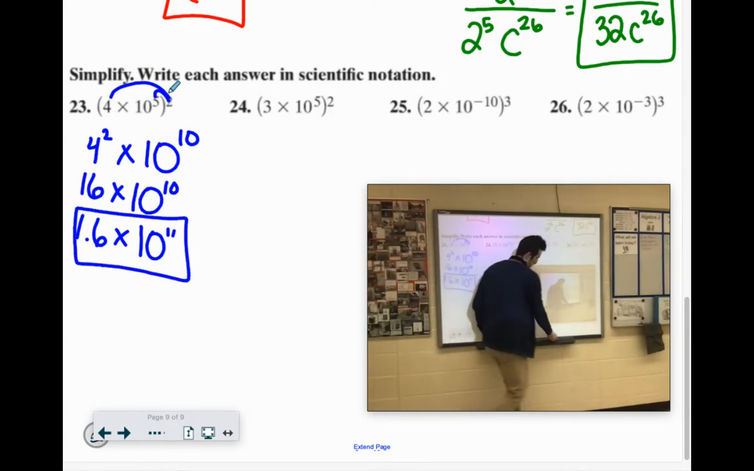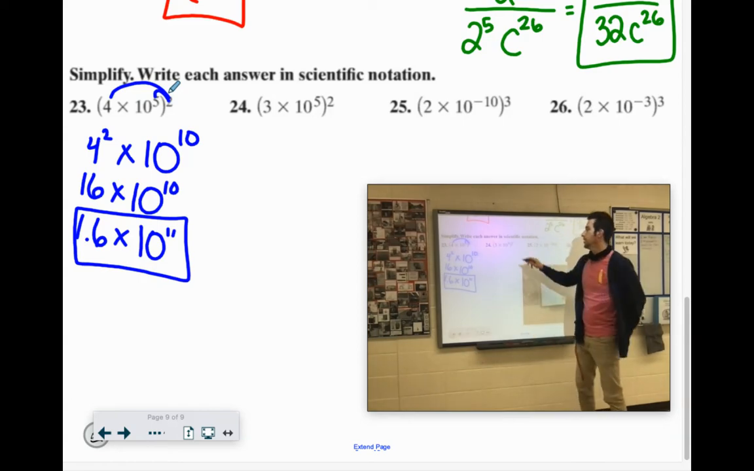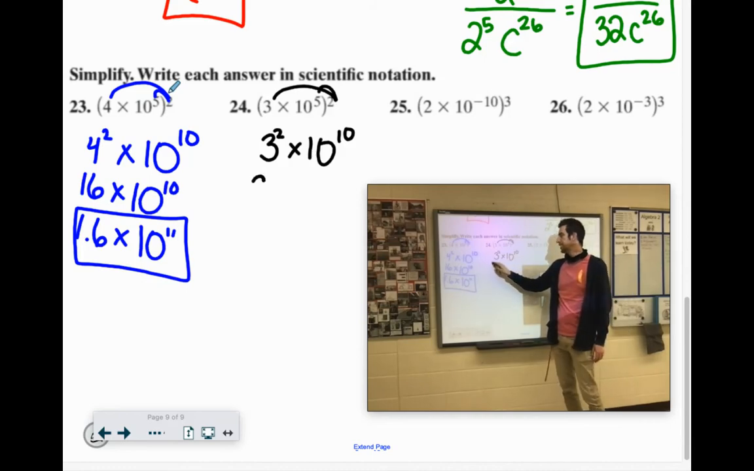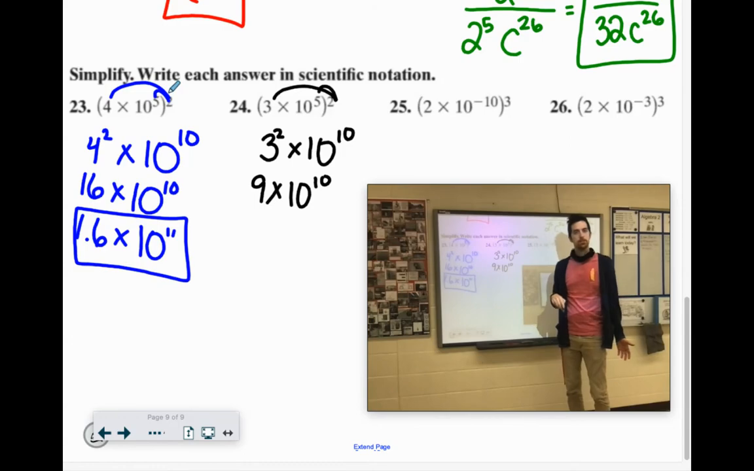Cool, cool. All right, number 24. We got to square everything. So it'd be 3 squared times 10 to the 2 times 5 is 10. Now 3 squared is 9 times 10 to the 10th. Does that work for scientific notation? Yeah.